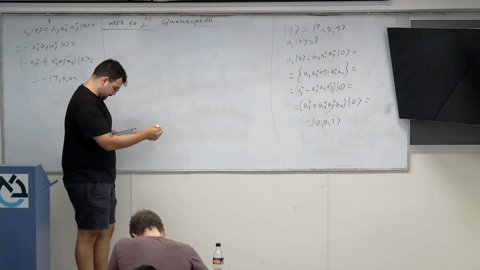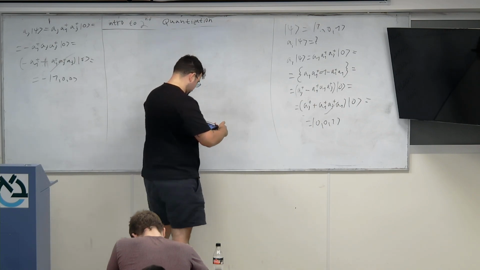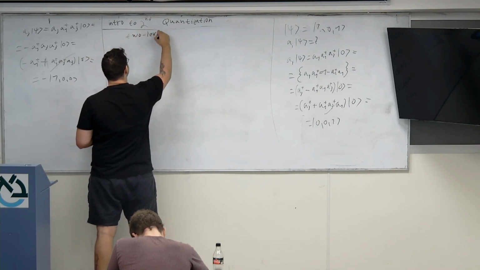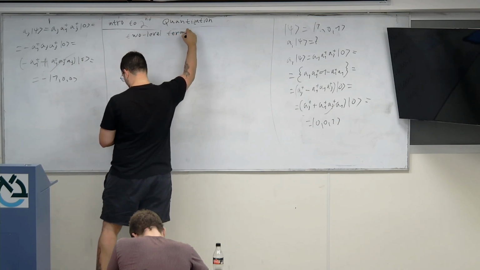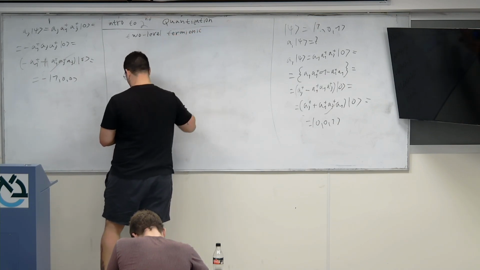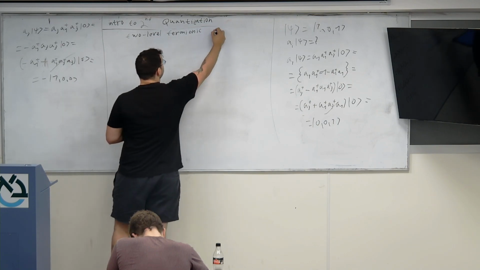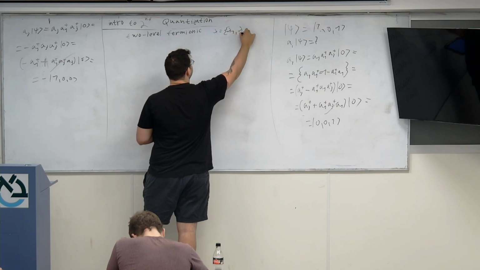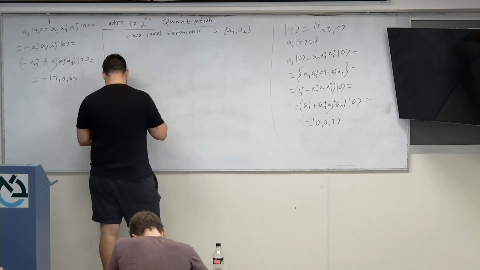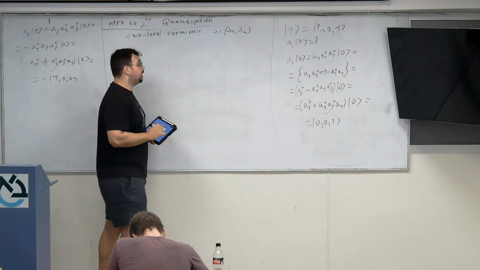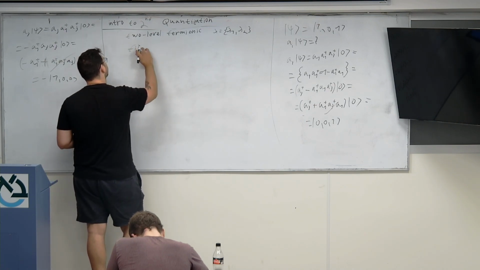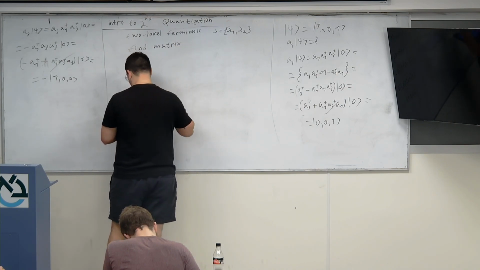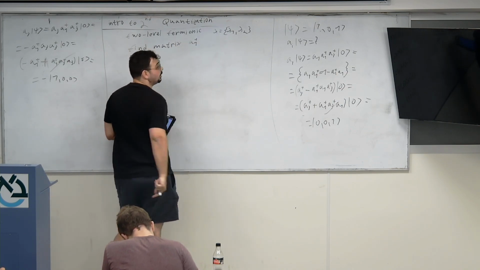All right. Let's consider a two-level fermionic system with some number lambda, which again is lambda 1, lambda 2. And I want to find the matrix representation of A1 dagger.